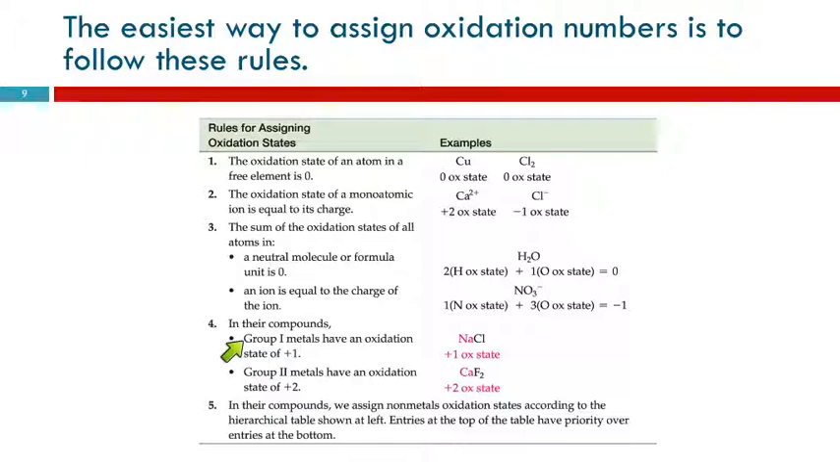In compounds, group 1 metals have an oxidation state equal to their charge. Group 2 metals have oxidation states equal to their charge. I think this one's kind of silly because it's just the charge. If there's an ionic compound, the oxidation state is the charge. And then for the nonmetals, we have a table shown not at the left but on the next slide. And in this table, the entries at the top have priority.